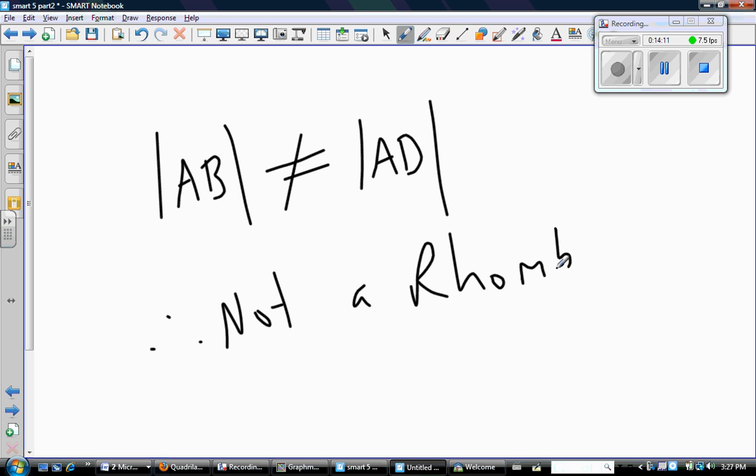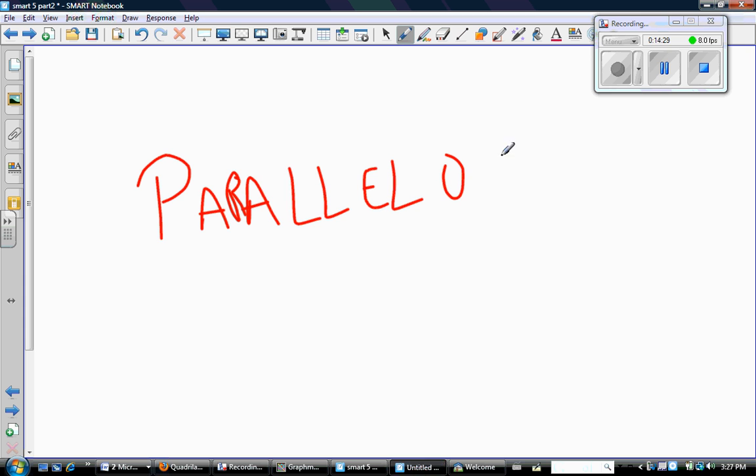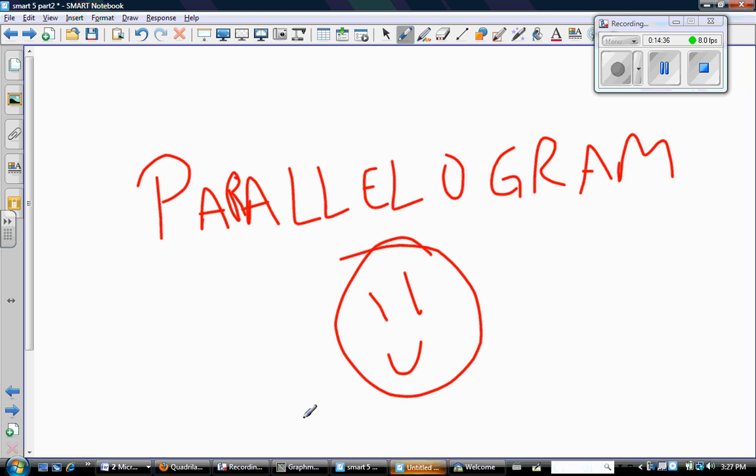So what is it? Both sets of opposite sides are parallel. Side lengths are not the same. Therefore, this is a parallelogram. Oh, I can spell really good. Parallelogram. There you go. It took 2 videos, lots of paper, but it was just good, clean fun.